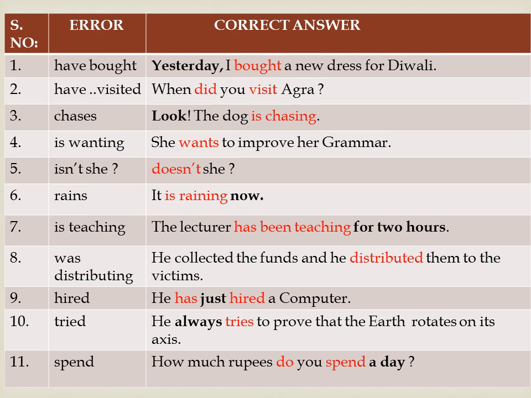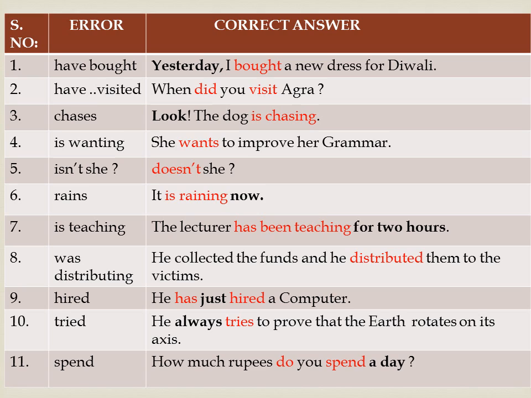Look, now are all expressions used in present continuous tense. Present continuous tense is for actions that are going on at the time of speaking. Look, the dog is chasing. It is raining now. She wants to improve her grammar. Here, wants is a stative verb, so do not use the ing form. She works in ICICI Bank.